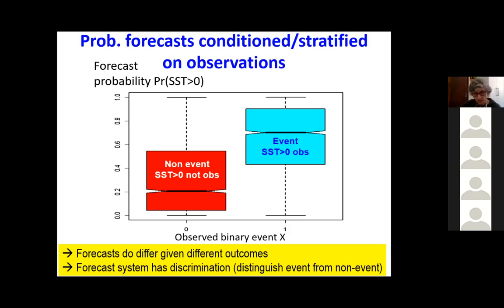So by looking at these two box plots, the distributions of forecasts are very clearly distinguishing the occurrence of the event: when you issue a high probability for the event occurring, the event occurs in most of the cases, and when you issue a low probability for the event occurring, in other words, the event is not expected, the event really doesn't occur. So you clearly are able to distinguish events from non-events. This is a way of looking at discrimination.